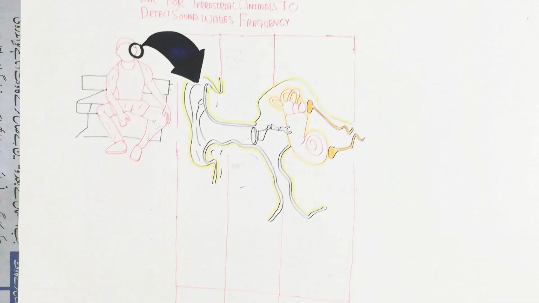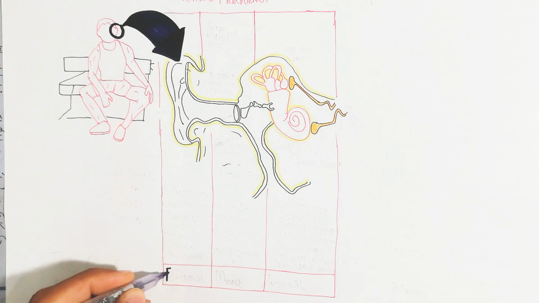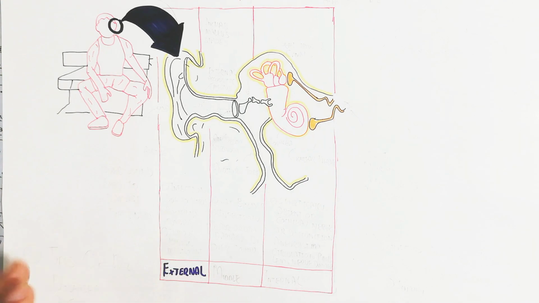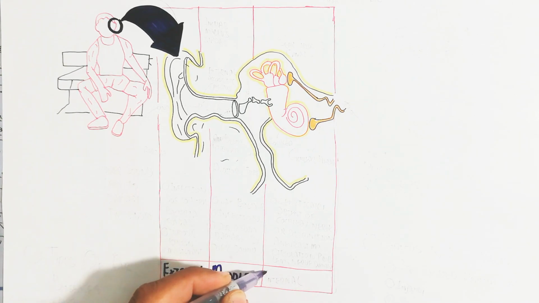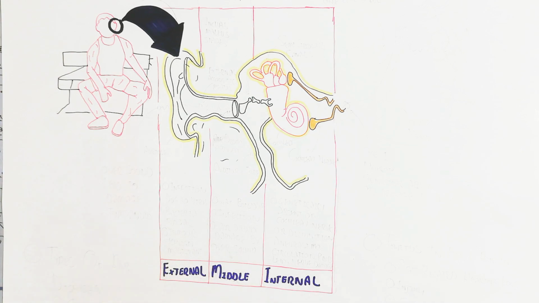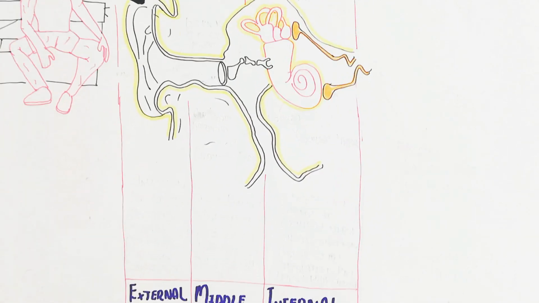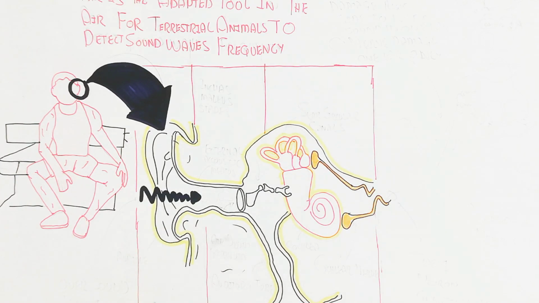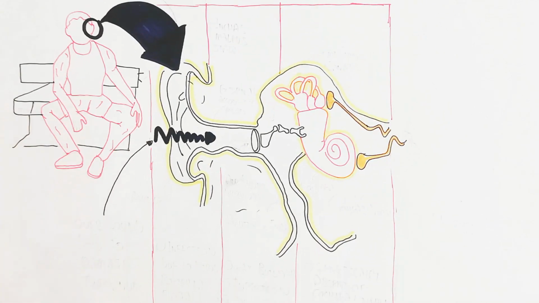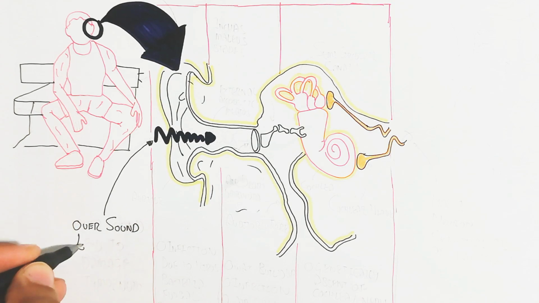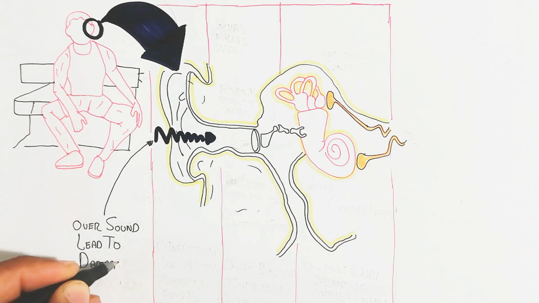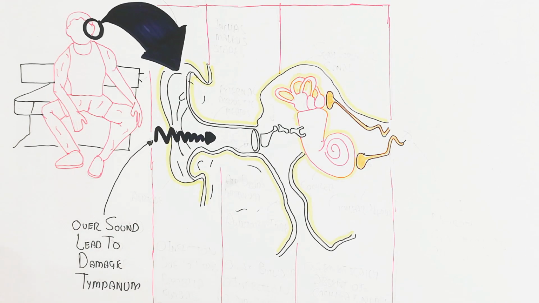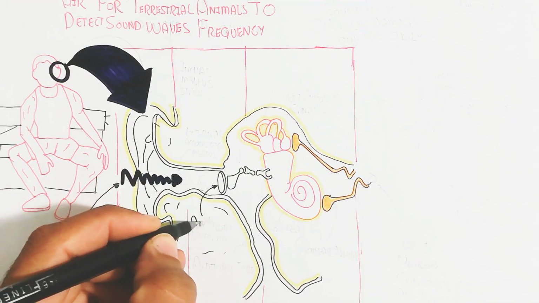So this is the person's ear. The ear contains external, middle and internal parts. Let's begin by understanding the external part first. The external part contains the auricle, and sound moves in through the external acoustic meatus. This sound can lead to damage of the tympanum, for example, high frequency sound.